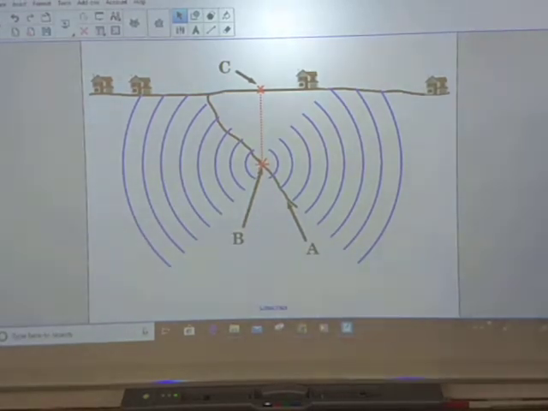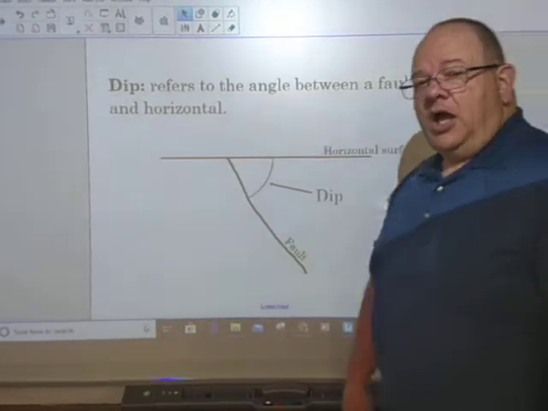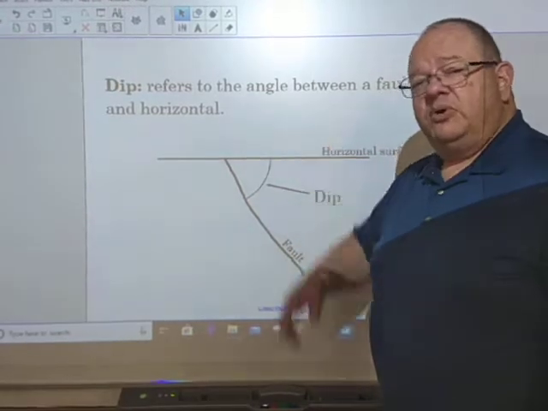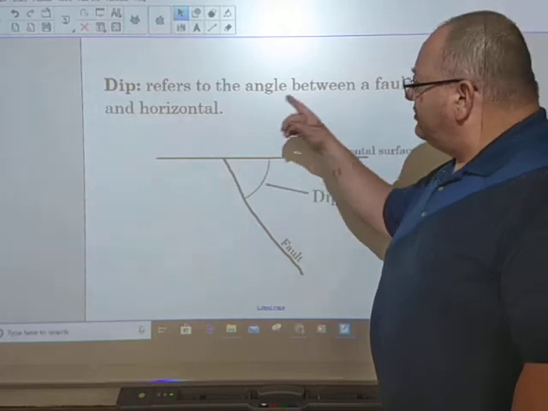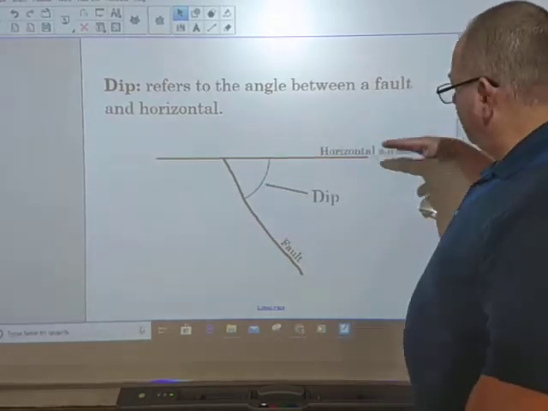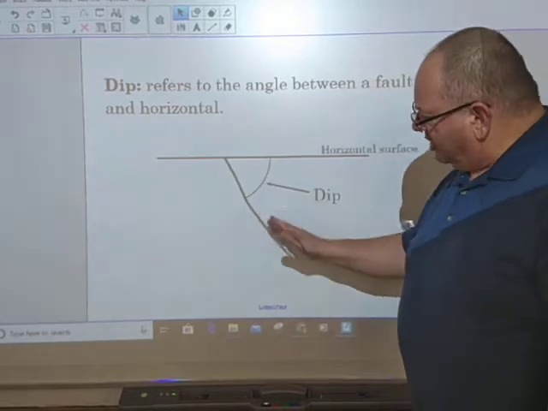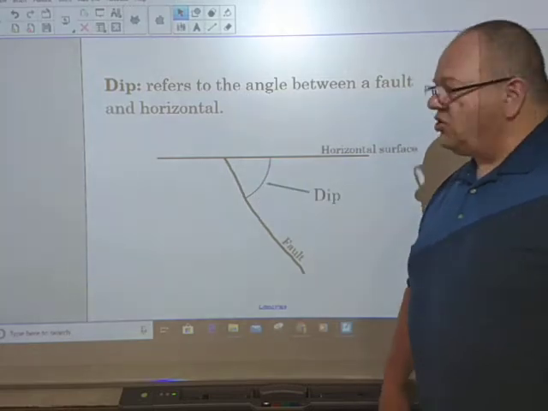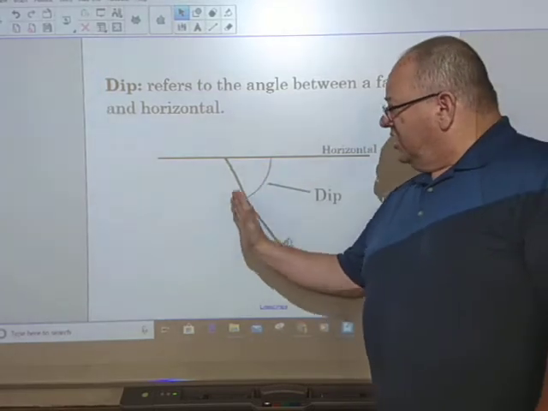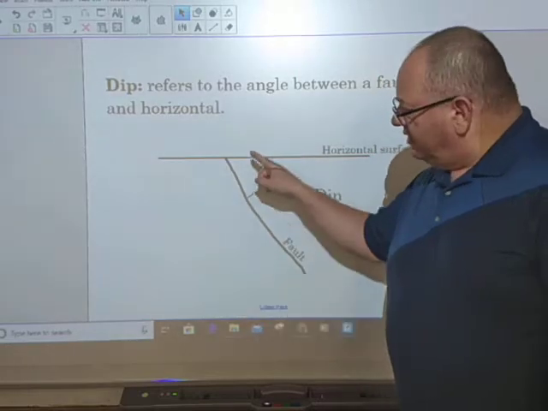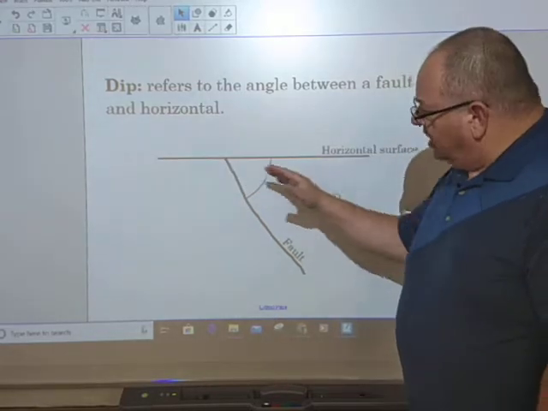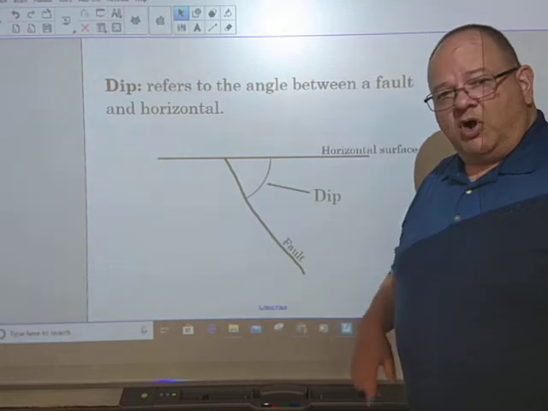A couple more terms yet. I don't know exactly where some of these words come from. They're interesting words. Dip. Dip refers to the angle between a fault and a horizontal. So if this is the surface of the Earth and we got a crack going down in the Earth like that, this angle between that crack and horizontal is called the dip. Okay, so if the crack went straight down into the Earth, the dip would be 90 degrees. If the crack is at a slight angle, or goes like this, then that would be a smaller angle.